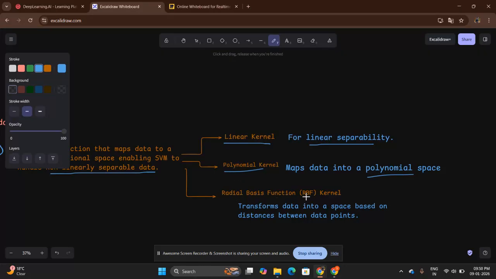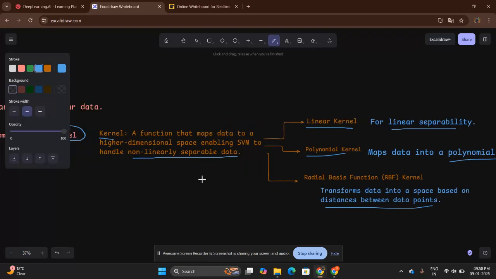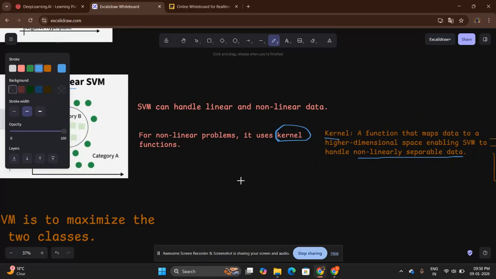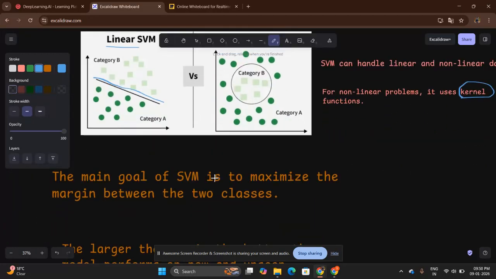This is the RBF kernel, that is radial basis function, which transforms data into the space based on the distance between data points. It totally depends on the distance between data points where the RBF function is used. Just remember that kernel function is used for non-linearity SVM.